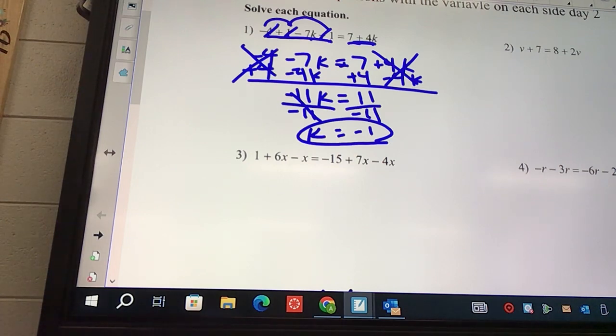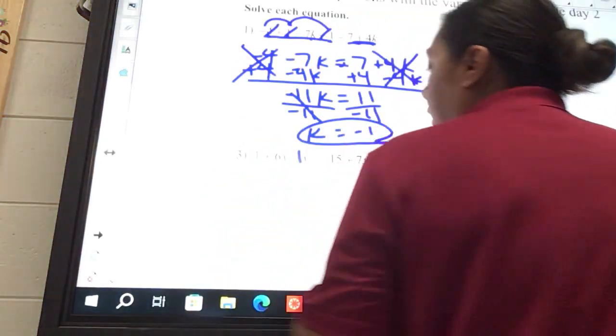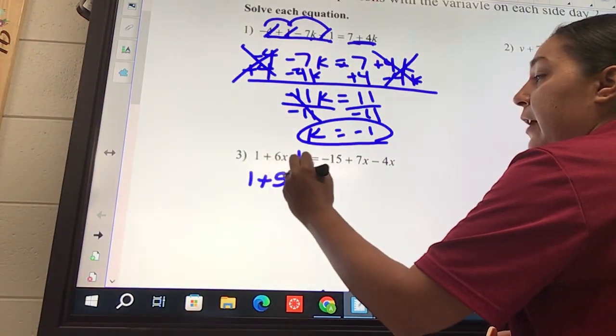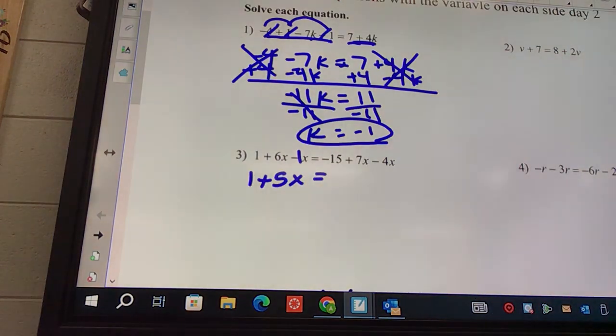Okay, number 3. How many pieces are on the left side? 3. So that means something needs combined. What can we combine on the left side together? 6x and the x. Yep, so what is 6 minus 1? 5. So it's going to be 5x. So we get 1 plus 5x.